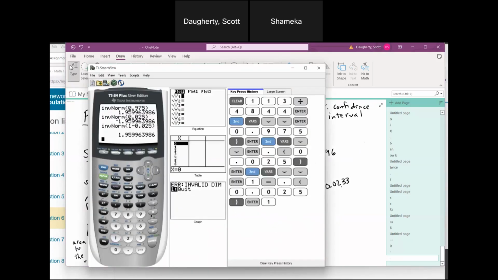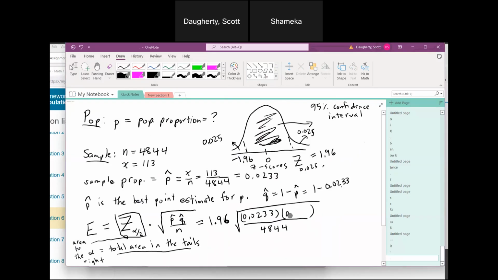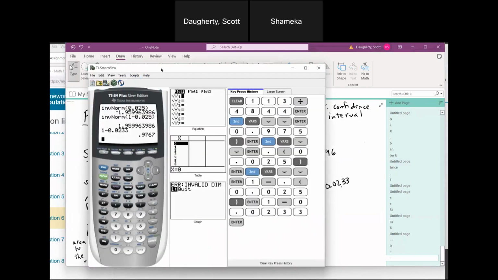So 1 minus p hat gives you q hat. So q hat is 0.9767. So about 2.3% developed nausea in the sample. About 97.7% did not develop nausea. That's what q hat is. Okay, and then you just basically have to calculate what this number is, and that gives you what we call the margin of error. So I'm going to go ahead and do that on the calculator and just see what we get.